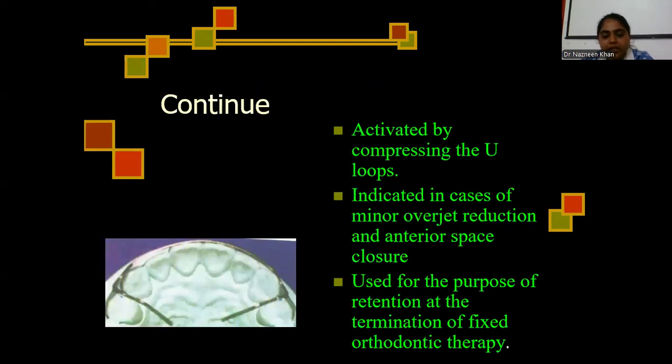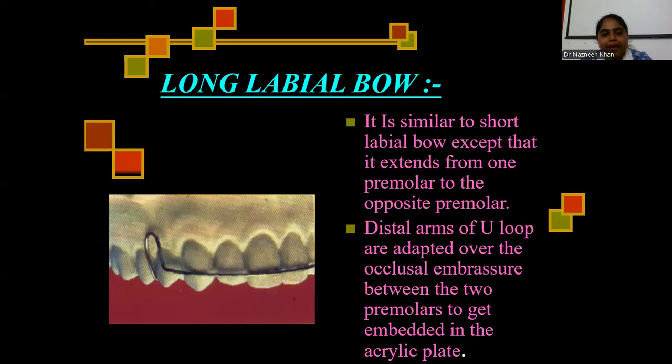Activated by compressing the U-loop. Indicated in case of minor overjet reduction and anterior space closure, and used for the purpose of retention at the termination of fixed orthodontic therapy.